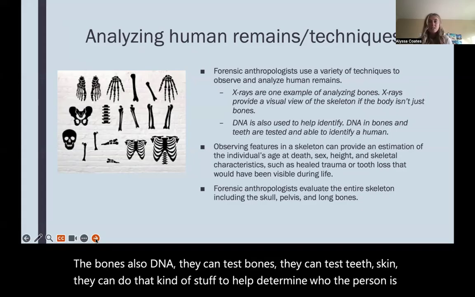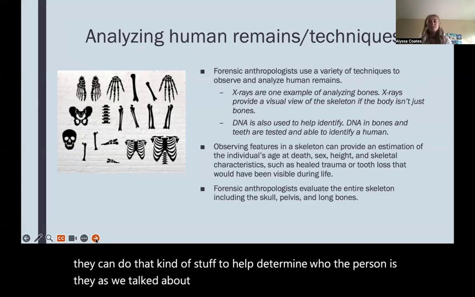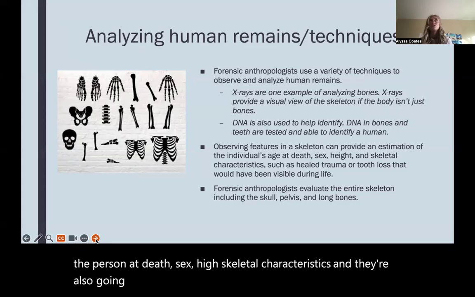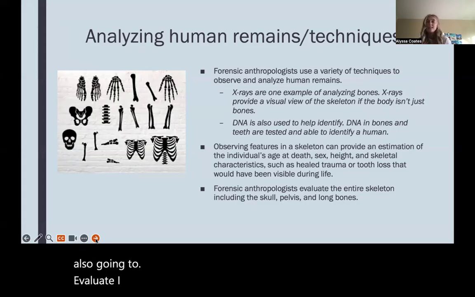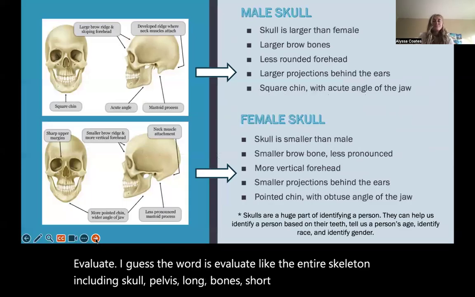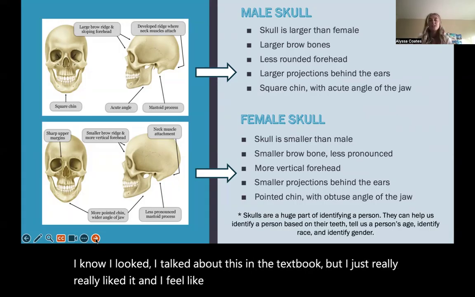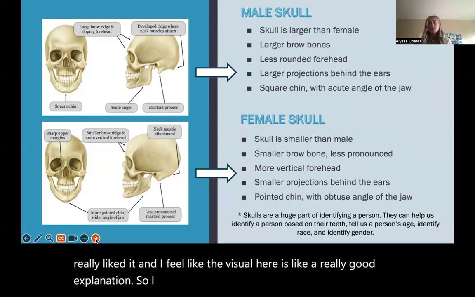As we talked about earlier, they are going to help with the age of the person at death, sex, height, and skeletal characteristics. And they're also going to evaluate the entire skeleton, including skull, pelvis, long bones, short bones, basically the entire body. I know I talked about this in the textbook, but I just really liked it. And I feel like the visual here is a really good explanation. So I just wanted to use it again.